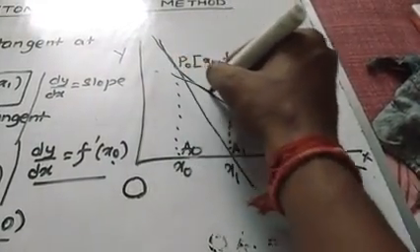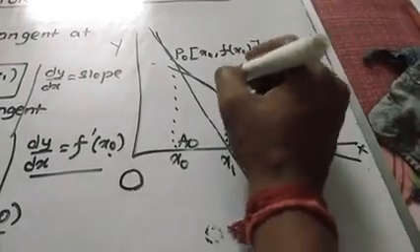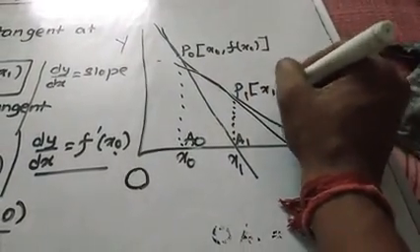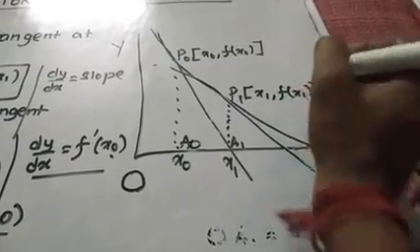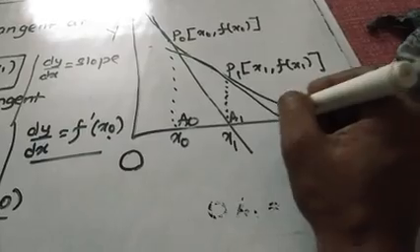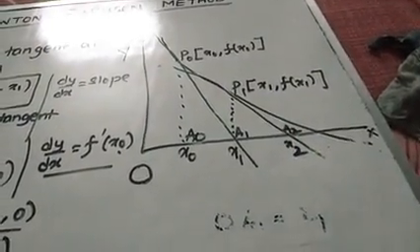Again we have to go into the tangent. This is a tangent. This point is p1, x1 comma f of x1. The tangent cuts the x-axis at this particular point, which is called a2. This distance is x2.